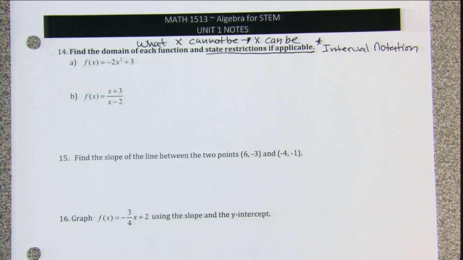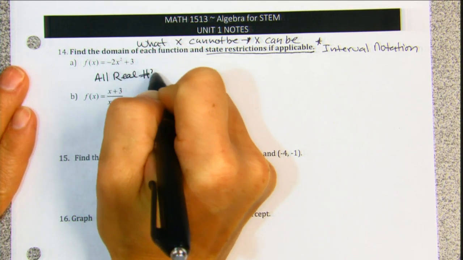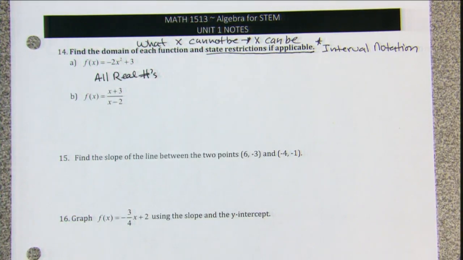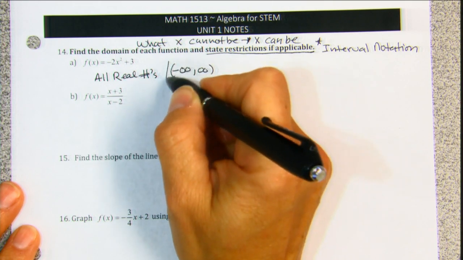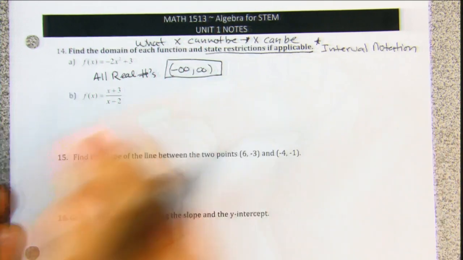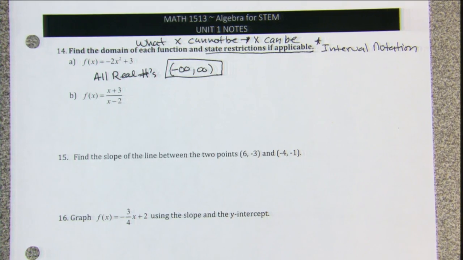So looking at letter A, that's just a polynomial, right? So there's not a restriction when it's just a simple polynomial. I just know that all real numbers are possible. So the way that we denote that with interval notation is just to say from negative infinity to infinity. That's the domain of one that is just like a polynomial. It's not a fraction, it's not a radical.